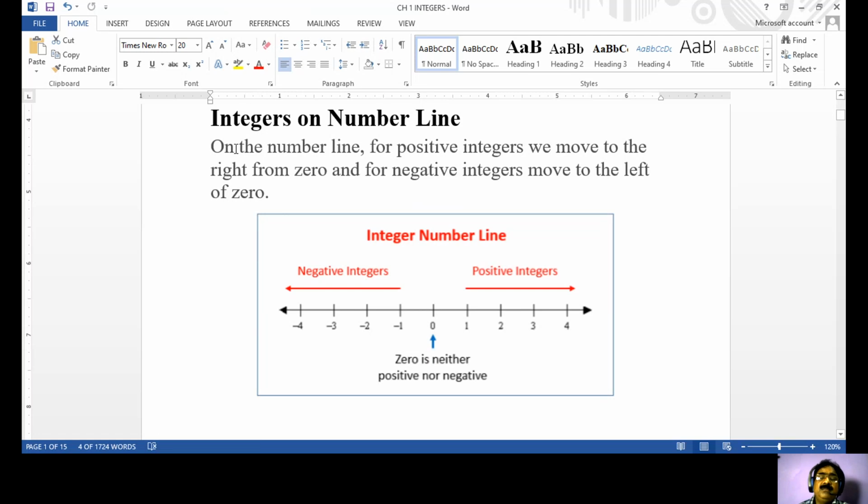Children, how will we represent any integer on the number line? On the number line, for a positive integer we move to the right from 0, and for a negative integer we move to the left of 0. 0 is neither positive nor negative. Positive integers are always represented on the right-hand side of 0, and negative integers always on the left-hand side of 0.